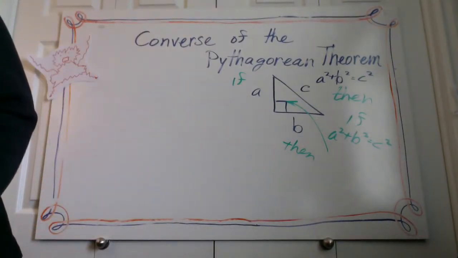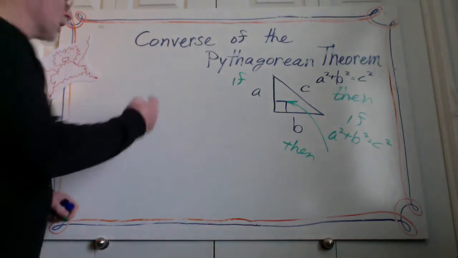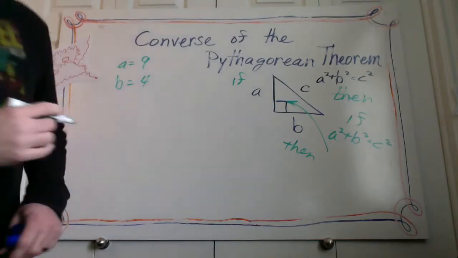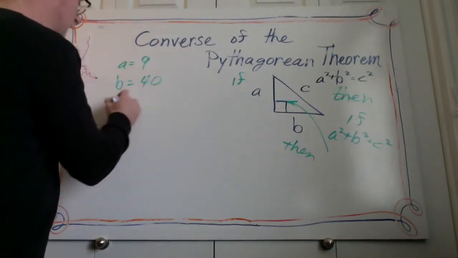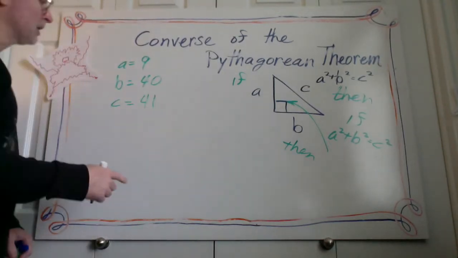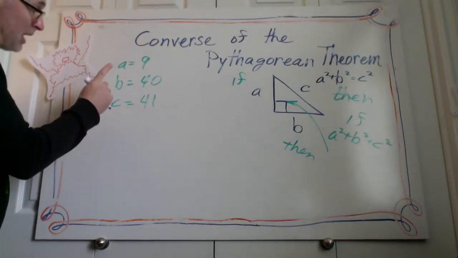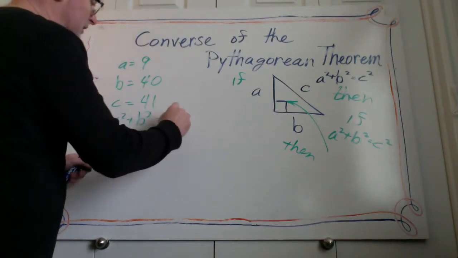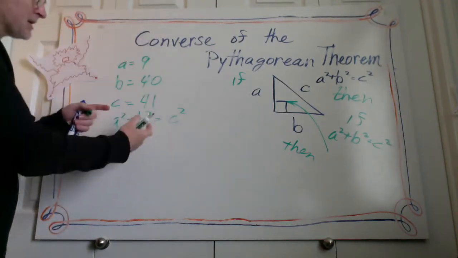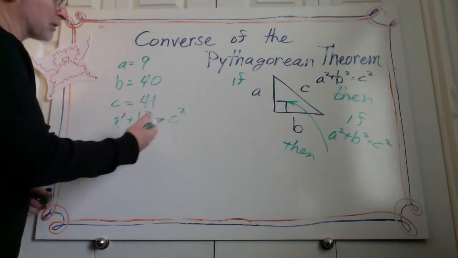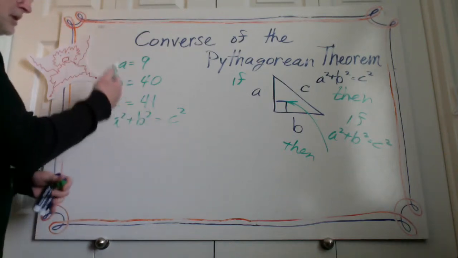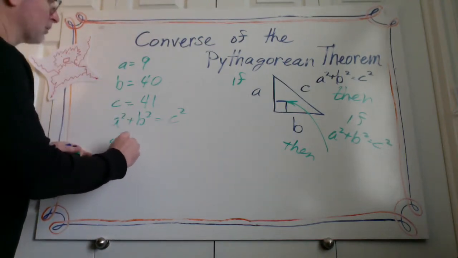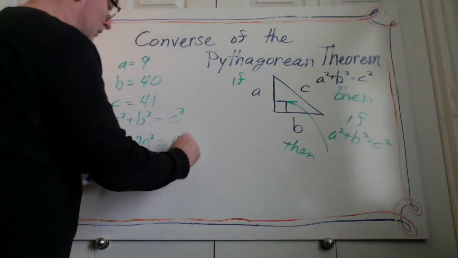The first example they have in the book is that a equals 9, b equals 40, and c equals 41. Well, this is a leg, and this is my hypotenuse. So really what they're saying is if a squared plus b squared equals c squared is true for these three sides, then 9, 40, 41 makes a right triangle. So let's put 9 in here. 9 squared plus 40 squared equals 41 squared.